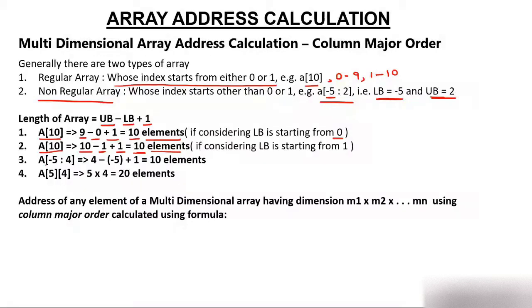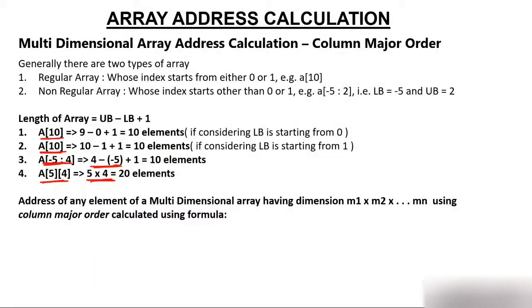Now suppose for this array you want to calculate the number of elements. What is the upper bound? The upper bound is 4. 4 minus the lower bound. What is the lower bound? Minus 5, plus 1. When you calculate this, you again get 10. So here is the method of calculating. For 2 dimensions, what is the number of elements? For a 5 by 4 matrix, 5 into 4, you have 20 elements. So these are the methods of calculating the number of elements.